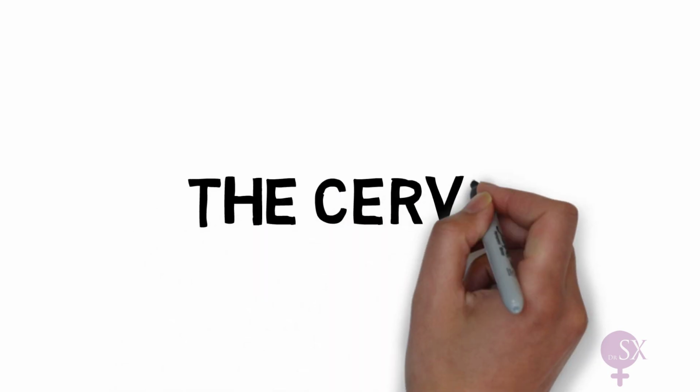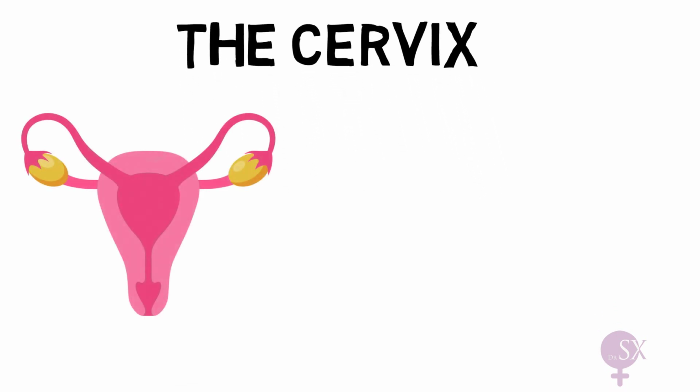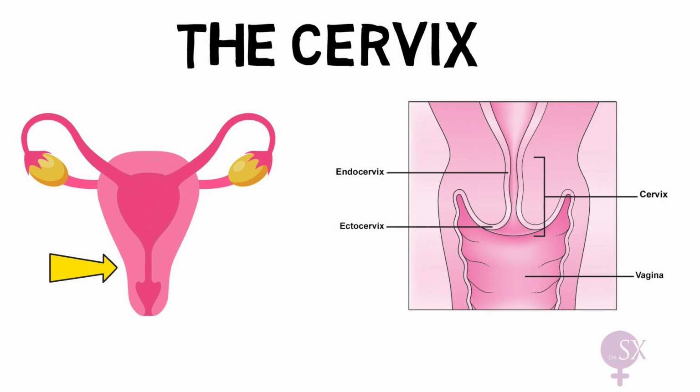The cervix. In this video, we're going to be discussing the cervix, cervical smears, and colposcopy. So starting off with the cervix. The cervix is a tubular structure, 2 to 3 centimeters long, which is continuous with the uterus. It connects the uterus to the vagina.